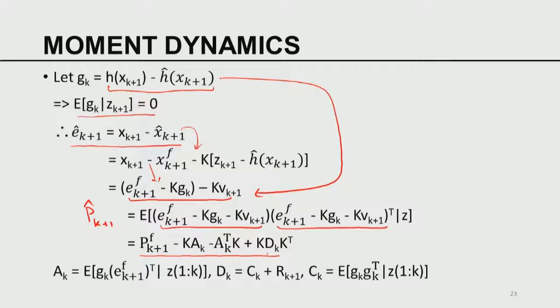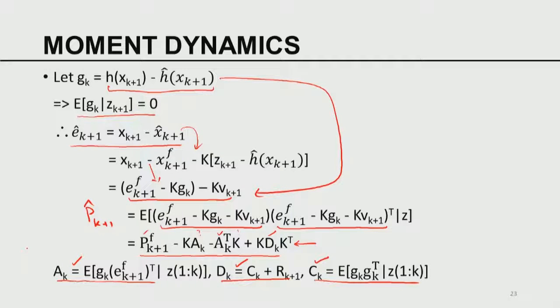You can readily see in this expression A_k is a matrix given by the conditional expectation of g_k e_{k+1} transpose given z 1 to k. D_k is given by C_k plus R_{k+1}, and C_k is given by g_k g_k transpose, again conditioned on that. So there is a lot of notation in here. I have an expression for A_k, for D_k, and for C_k. I know D_k, I know A_k, I know P_{k+1}. The only thing I don't know is K.